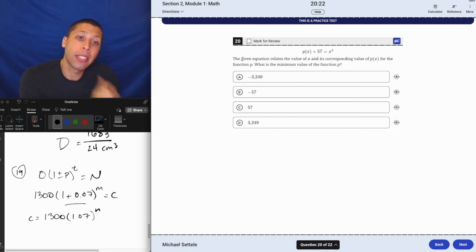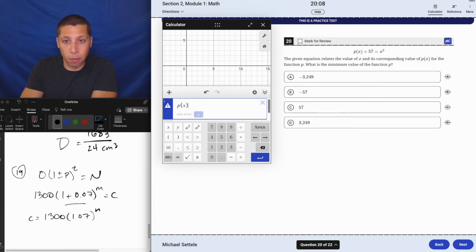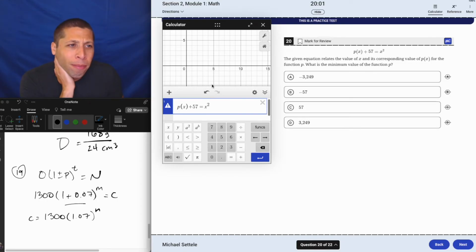The given equation relates the value of x and its corresponding values of p of x for the function p. What is the minimum value of the function p? Okay, so can we just put this in Desmos? Let's see. P of x plus 57 equals x squared. Now why doesn't it like p as a thing? What if we did f?